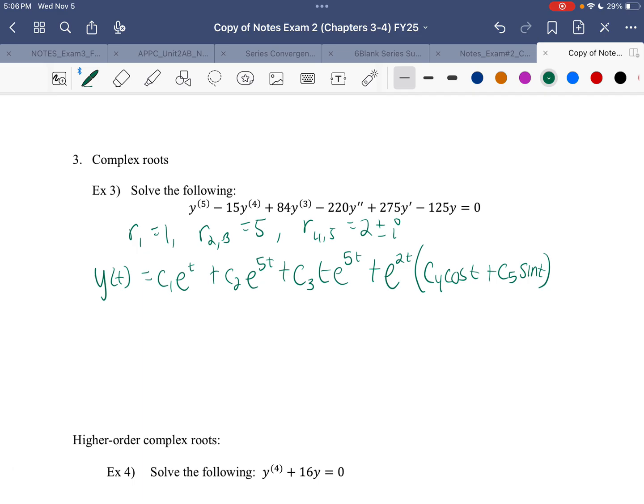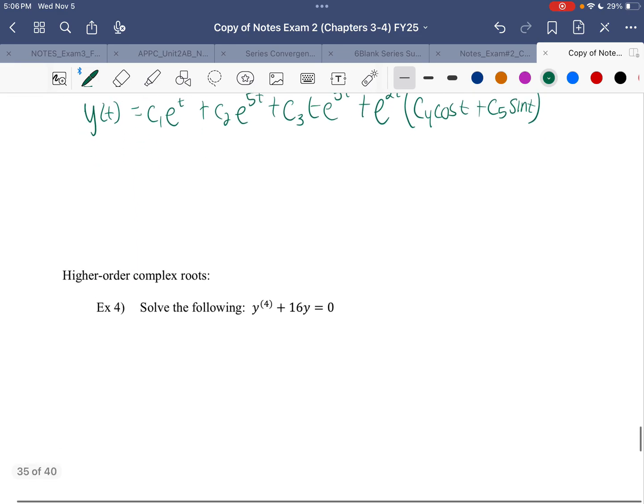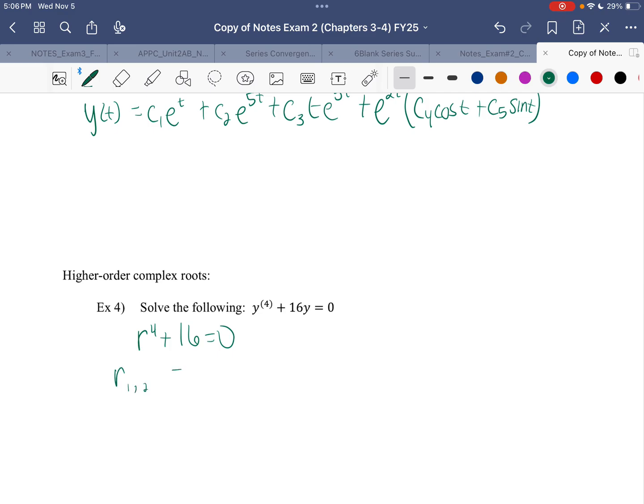Okay, and the last thing. We get r to the 4th plus 16 equals 0. You get r1 and 2 equal to negative square root of 2 plus and minus i square root of 2, and r3 and 4 are positive square root of 2 plus and minus i square root of 2.